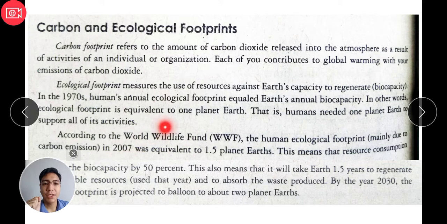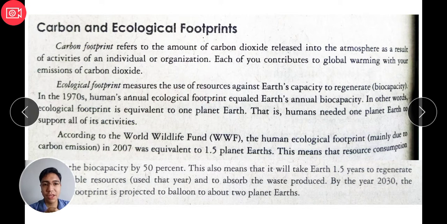Okay, the carbon and ecological footprints. Ano to? Carbon footprints, sinasabi natin na ito yung release ng carbon dioxide toward the atmosphere. Okay, saan lang galing? Sa activities or tayong individual. Okay? So lahat tayo nag-contribute sa global warming. Okay, ecological footprint measures the use of resources. Ito yung pag-measure sa resources ng Earth.